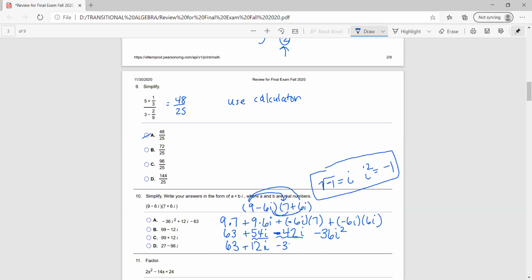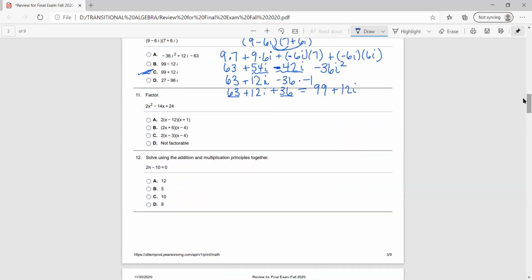Okay, and now keep in mind that we know that I squared is negative 1. So this is really 63 plus 12i plus, because we've got a negative 36 times negative 1, plus 36. Well, the 63 and the 36 can go together. Okay, and that's going to get me 99. And then I've got my plus 12i. And so the right answer on number 10 is going to be C.